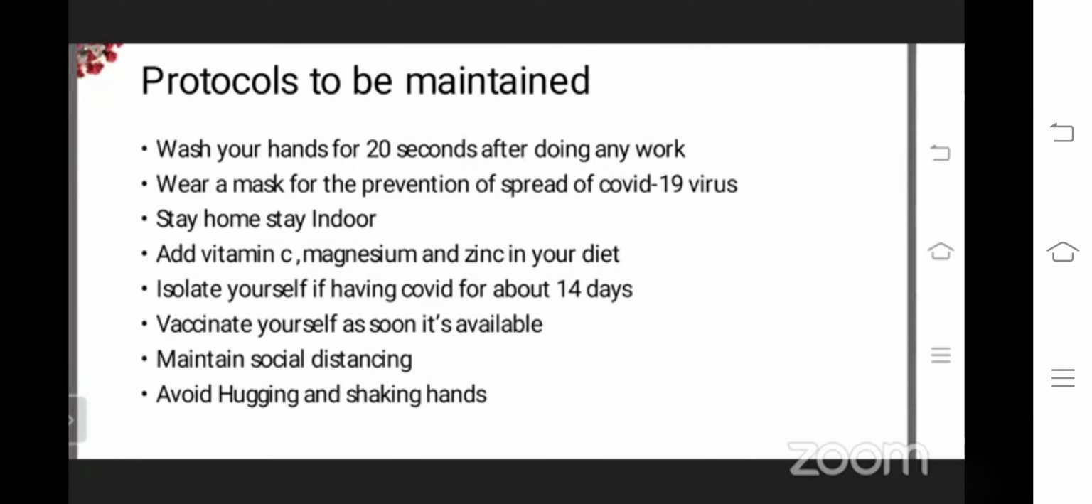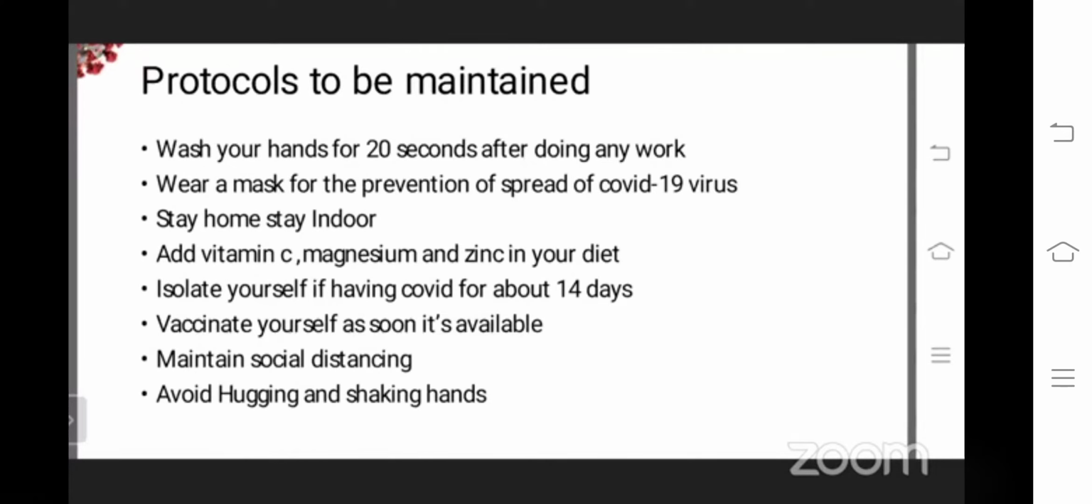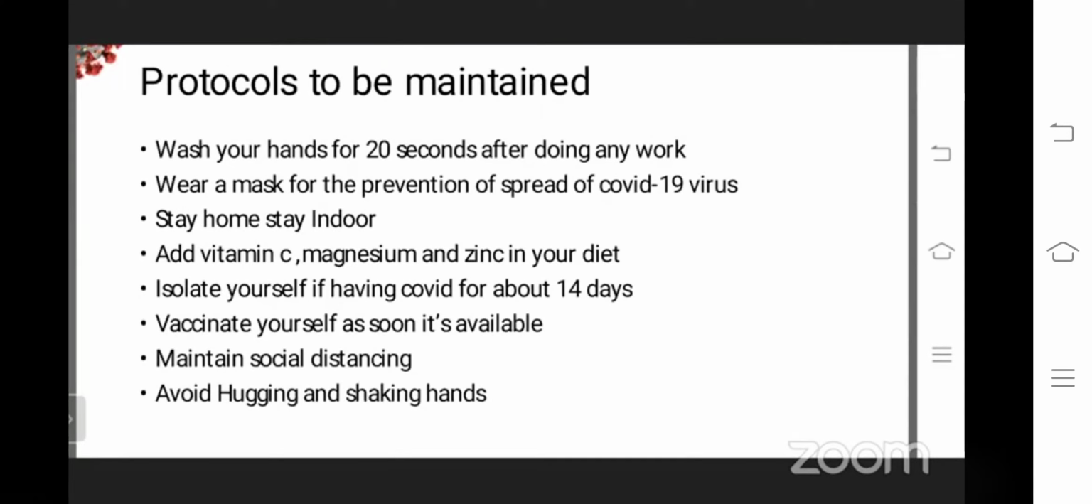Point number 3, stay home and stay indoors. Point number 4, add vitamin C or ascorbic acid, the scientific name of vitamin C is ascorbic acid, magnesium, and zinc in your diet. Isolate yourself if having COVID for about 14 days. Vaccinate yourself as soon as it's available. Maintain social distance.